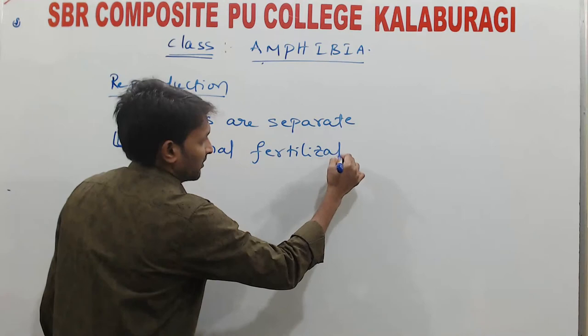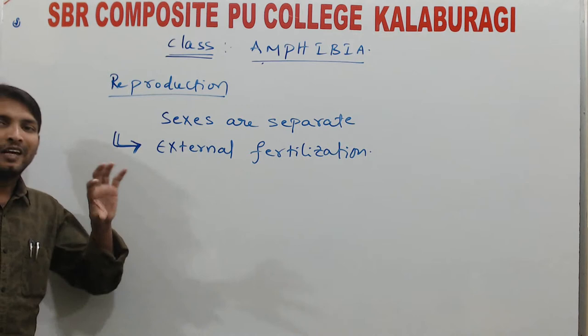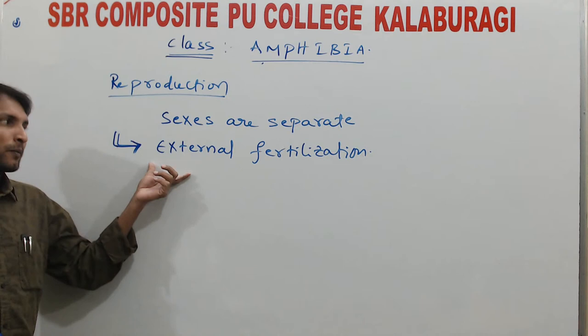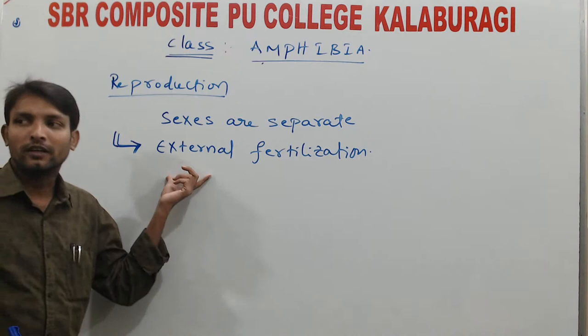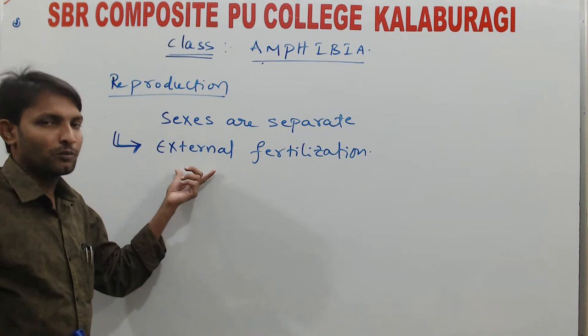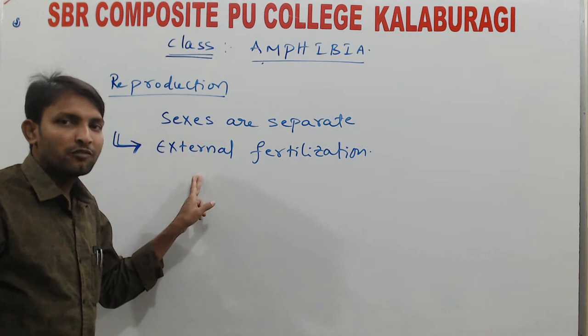In amphibians, if you observe, they still haven't developed the eggshell, the protective egg coat. That is the main reason they didn't become completely terrestrial organisms. They still depend on water for fertilization and the early stages of development. So fertilization is external. External fertilization means, you know already, releasing the gametes into the surrounding environment, the water body particularly here. Male and female gametes are released into water, where they fuse to form the zygote.